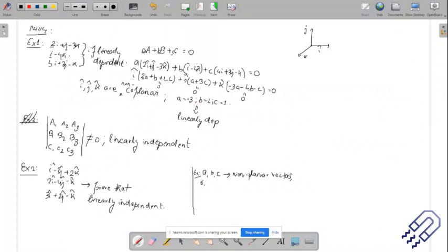R1 is equal to 2A minus 3B plus C, and R2 is equal to 3A minus 5B plus 2C, and R3 is equal to 4A minus 5B plus C. I have to show that these vectors are linearly dependent.